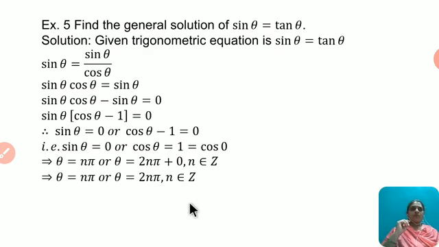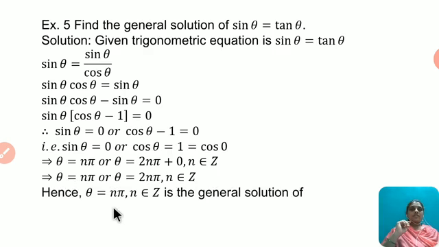Now again we observe out of these both the solutions, this first solution, that is theta is equal to n pi, again satisfy these values, or all these values are included in this. Because for n even we get solution in this form. And so here the general solution is theta is equal to n pi, where n belongs to Z. And hence theta is equal to n pi, n belongs to Z, is the general solution of sin theta is equal to tan theta.